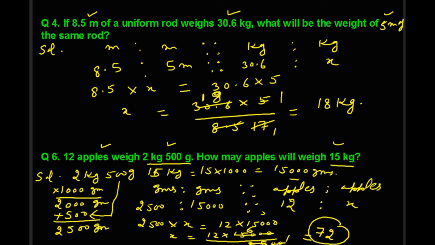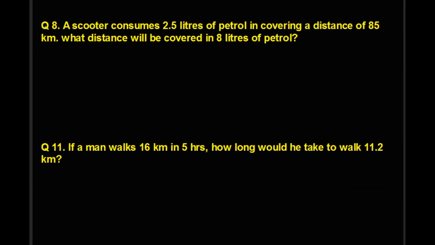Now we move. Question number 5 is your homework. It is just like question number 4. Question number 6 has been done here. Now we will move on to the next, question number 8. A scooter consumes 2.5 liters of petrol in covering a distance of 85 kilometers. What distance will be covered in 8 liters of petrol?